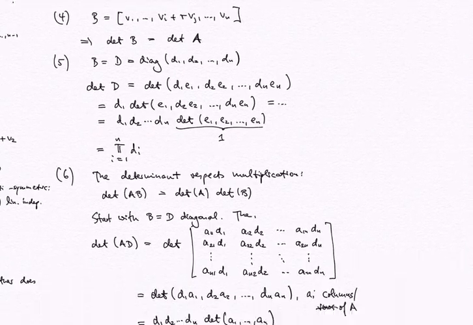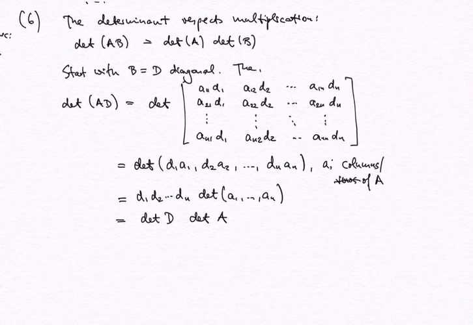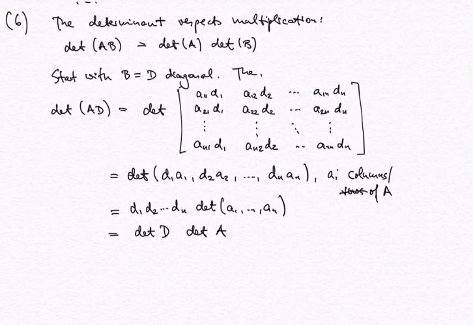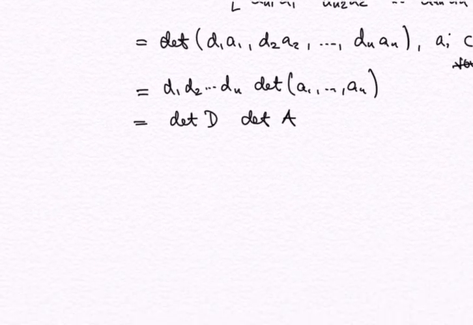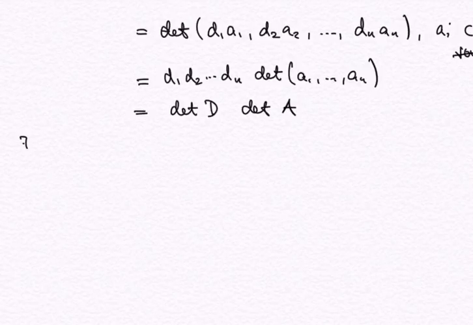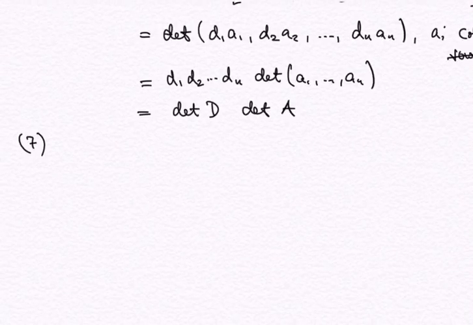And thus, we can reduce every matrix product AB to the situation of a multiplication with a diagonal matrix without changing the value of the determinant. And so this argument actually already shows the statement that the determinant of the product is the product of the determinants. From this, we get property 7, the determinant of the inverse matrix.